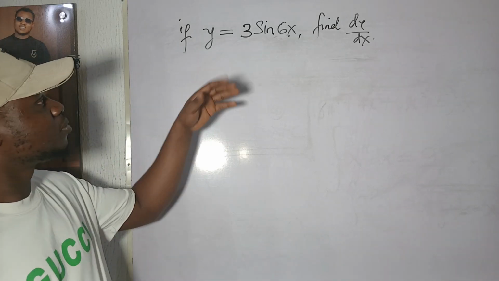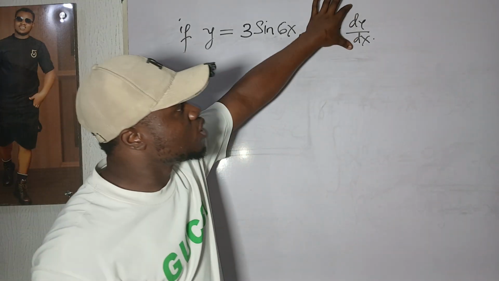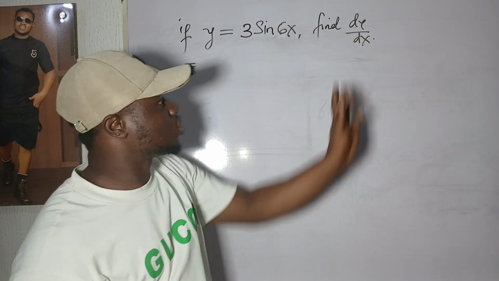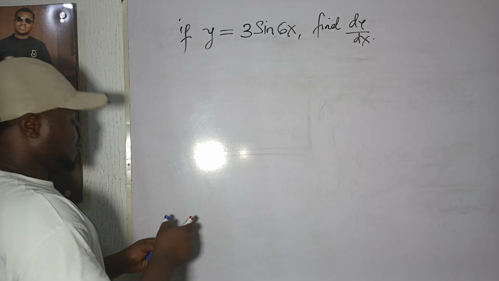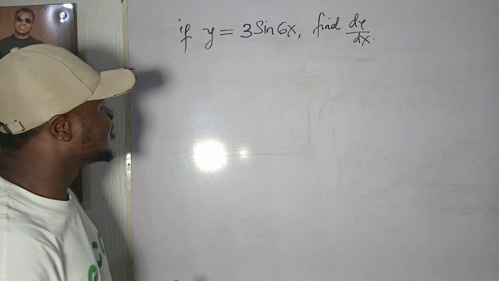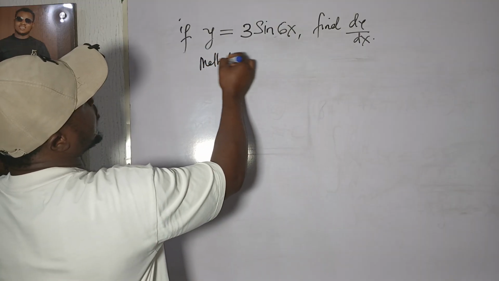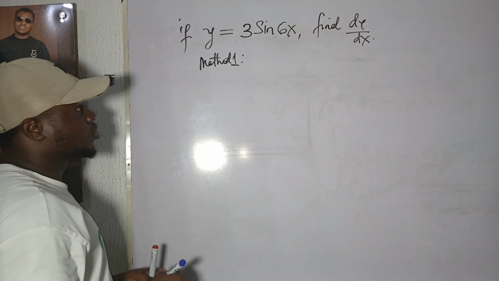Today, we are going to solve this problem that we have on the board using two methods, okay? The question is coming from dy/dx, that is differentiation. Now, we are going to use a shortcut, an easier way. So let me just say method one, okay? We are going to use the shortcut.